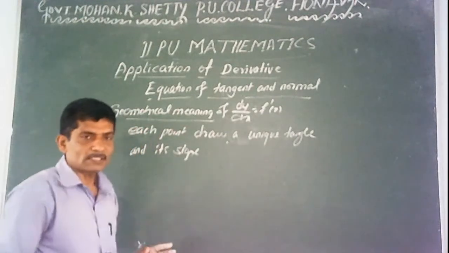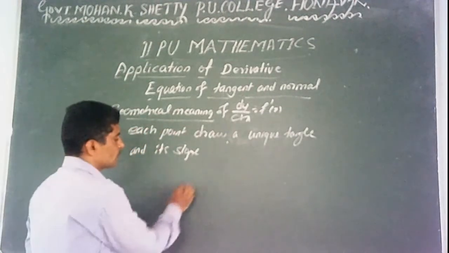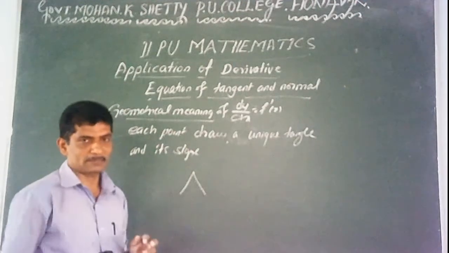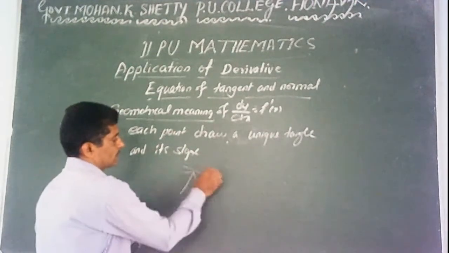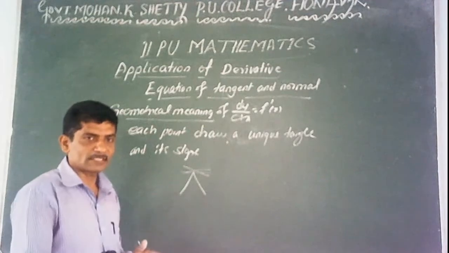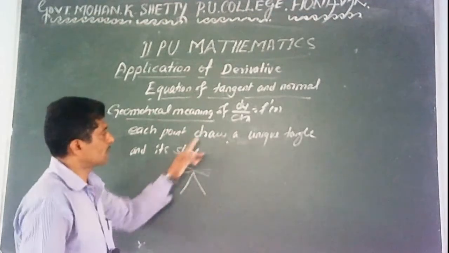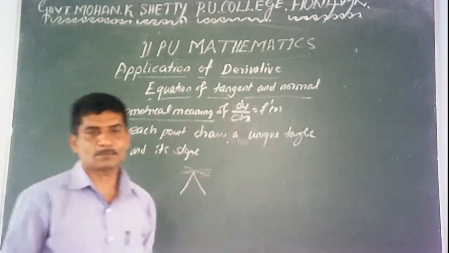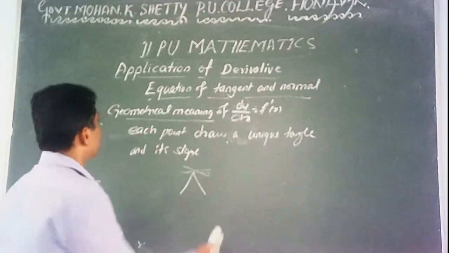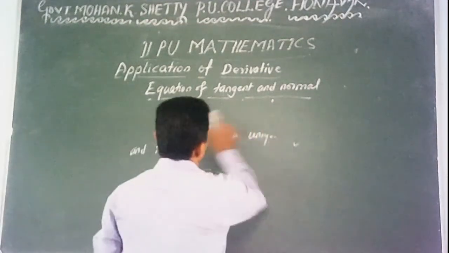Suppose it's a fixed point, you do not get the unique tangent, then you say that this function is not differentiable. Here you can draw infinite tangents. But if you can draw a unique tangent, the slope of the tangent is exactly equal to dy upon dx. This is the geometrical meaning of dy upon dx.